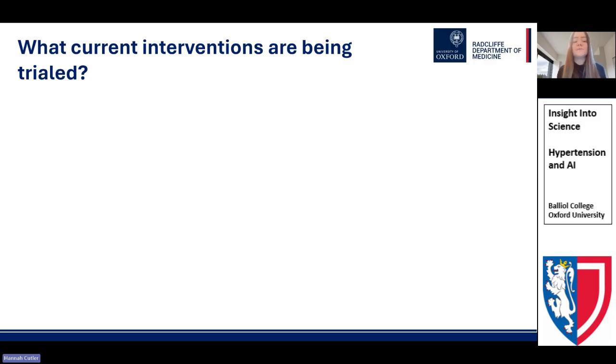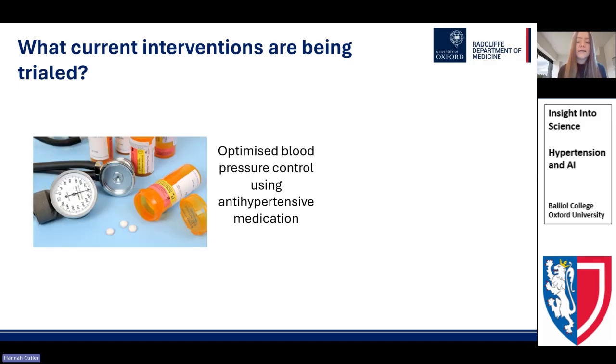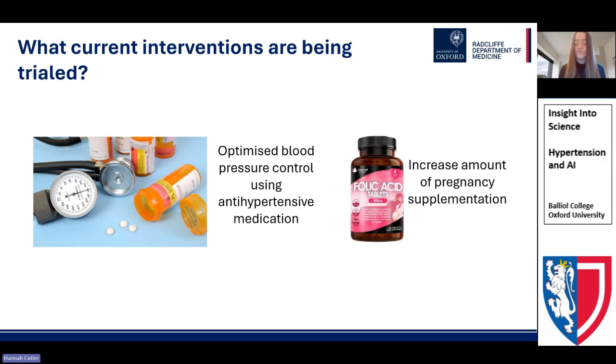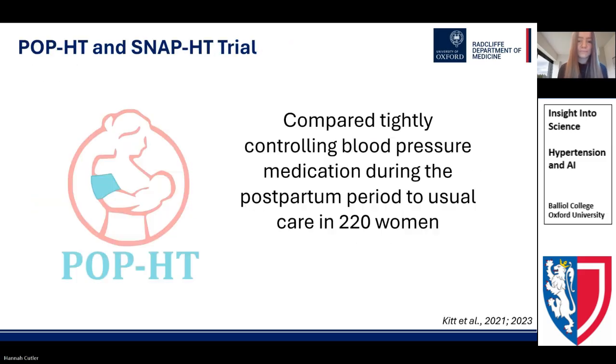So currently, there are some interventions that are being trialed. There are some studies which are looking at optimizing blood pressure control using antihypertensive medication, so ensuring that the antihypertensive medication is controlled within the right levels for a particular woman. And also by increasing the amount of normal pregnancy supplementation. So, for example, women have folic acid during healthy pregnancy, and they're told to take these tablets in order to maintain their blood pressure. So, by increasing the amount of supplementation that they can have, it might reduce the number of women that have hypertensive pregnancies.